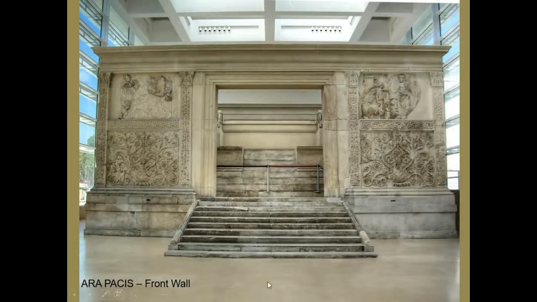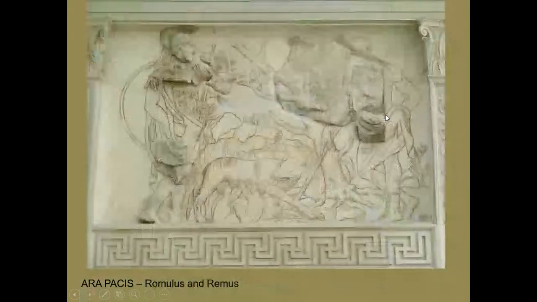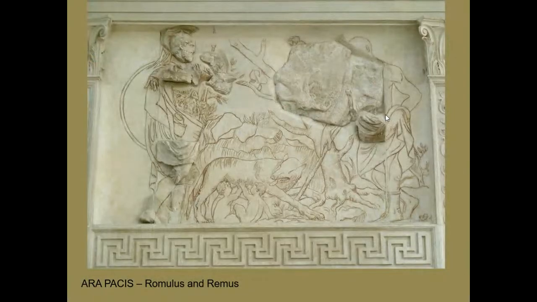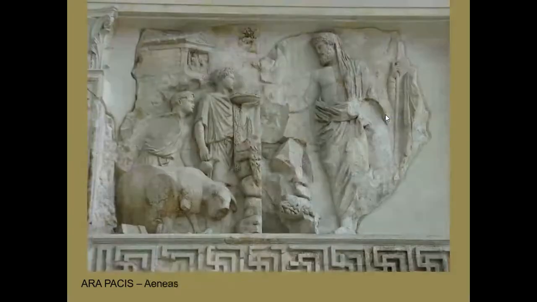So there's our front wall, the Romulus and Remus panel here, the Aeneas panel here. You can see that there has been an attempt to replicate what should be there as well as to preserve the elements that are still in existence. So you see in incised darkened lines what the sculpture should have looked like.